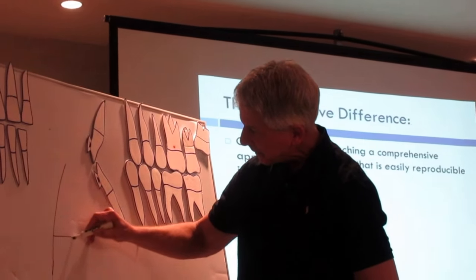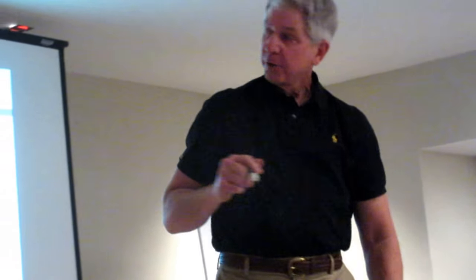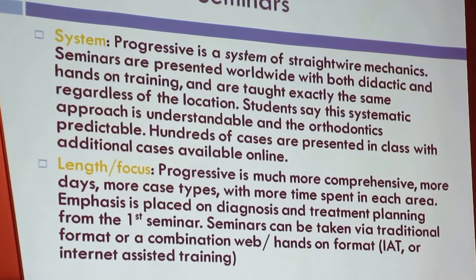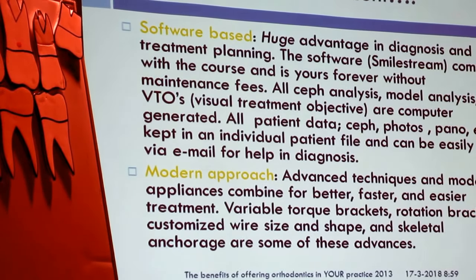So you have a TAD that's screwed in, and this is not very thick, 2 millimeters, maybe 3 millimeters. So the seminar is 4 days, Friday through Monday, and there's 12 of them. Different than my arch form, which is always different than your arch form. How do you do that?